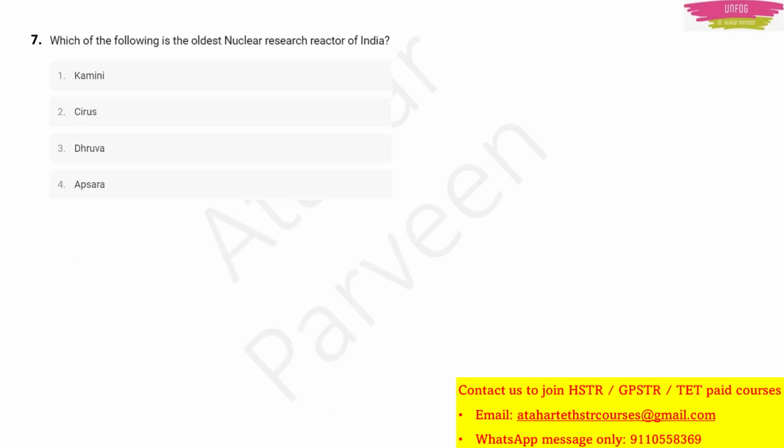Next question. See, these questions, some two or three questions, I think three questions are there, which can be asked as general knowledge questions also. I am giving them here because we are talking about nuclear reactors, right? The question is, which of the following is the oldest nuclear research reactor of India? The oldest nuclear reactor is Apsara. Remember this name, Apsara. This is the oldest nuclear research reactor of India.